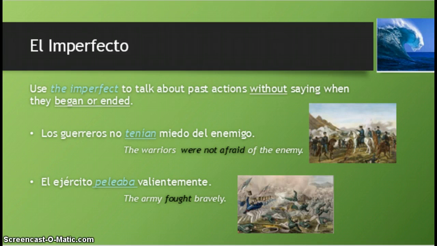Imperfecto, la ola. This one we're doing our wave because it's something that we used to do from time to time. So the imperfect we're going to use when we talk about past actions without saying a specific time. So we don't really know a specific beginning or ending of this past event. So when it's more general, when it's more vague and not based on a specific time, we will use el imperfecto. Por ejemplo, los guerreros no tenían miedo del enemigo.